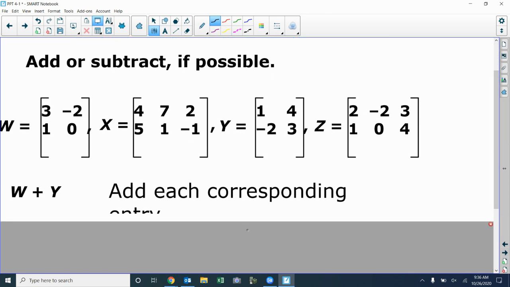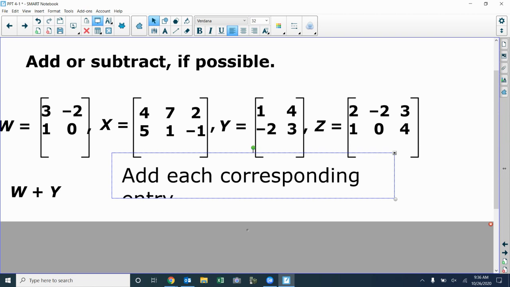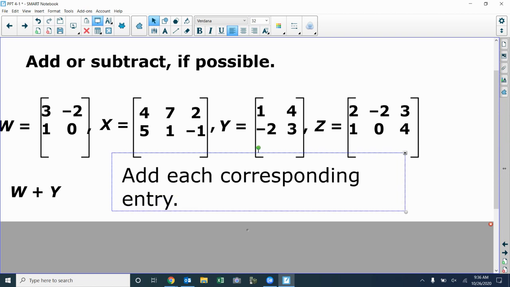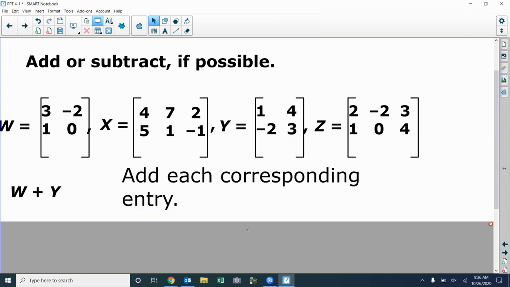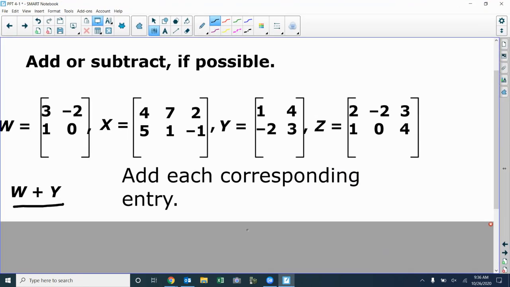Something happened there, let's see if I can fix that a little bit. Oh, looks like it's gone. Let me pull it down. Oh, there it is. All right. Can we add W and Y? Well, let's look. What is W? What size is W? It is a 2x2, isn't it? What size is Y? Also a 2x2. Are they the same? Certainly. So now we can add those.